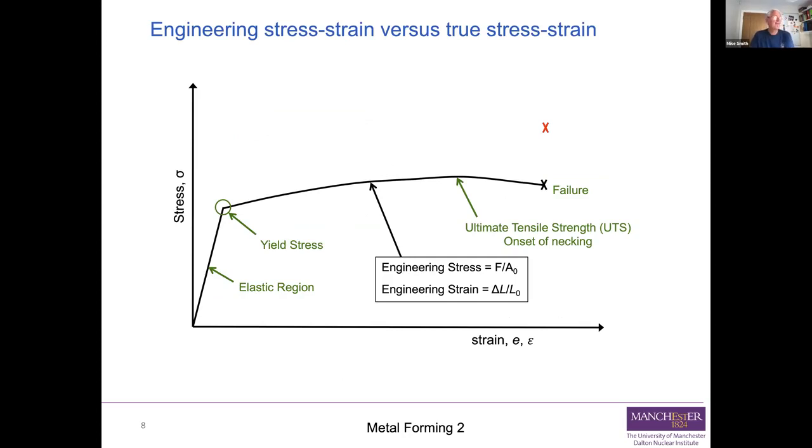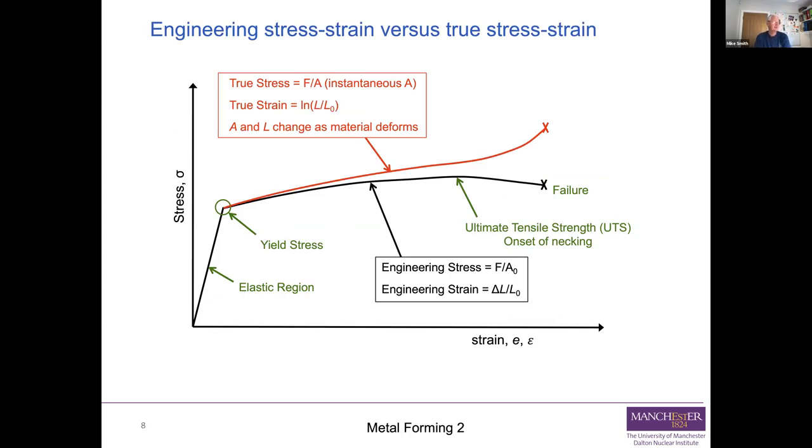If we then say, well, what happens if we move to true stress and true strain? Then you find you get a slightly different response after yield, and I'll put it on there. The elastic response looks pretty well identical because the strains are so low that the differences between engineering and true components of stress and strain are not large. Once you yield, then you start finding that the instantaneous A is getting smaller compared with the initial A, and the differences between the log L over L naught and the conventional definition start to rise. So the true stress, true strain curve is always above the nominal, the engineering stress, engineering strain curve. And that's that red line.